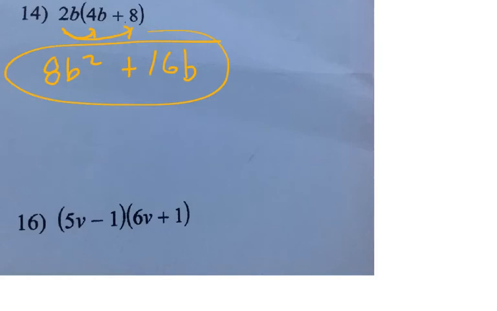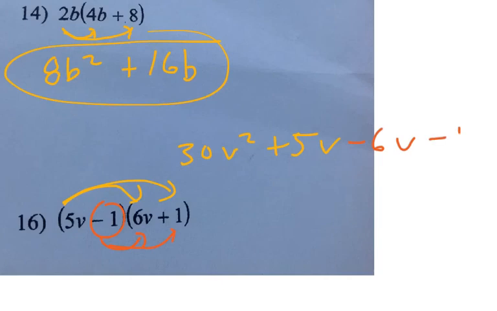Next one. Did you do 5v times 6v and get 30v squared? And 5v times 1 and get 5v. Again, I hope you noticed there was a negative 1 that we need to distribute. Negative 1 times 6v is negative 6v. Negative 1 times 1 is negative 1.